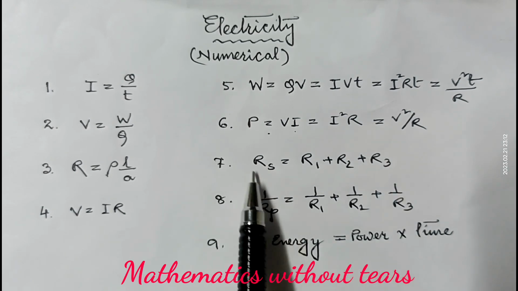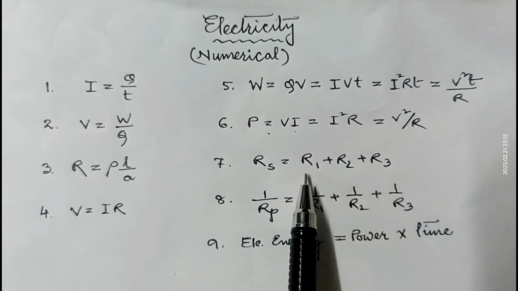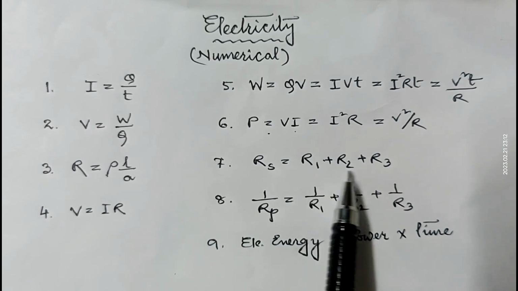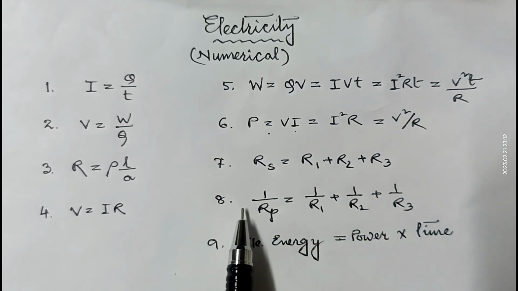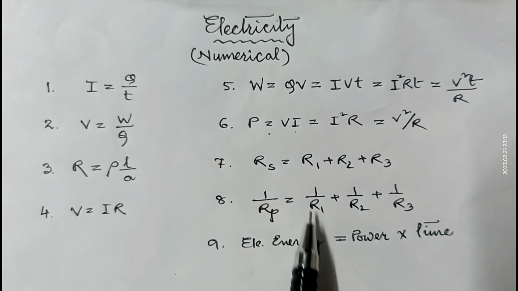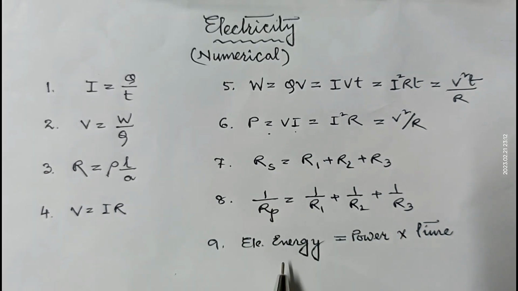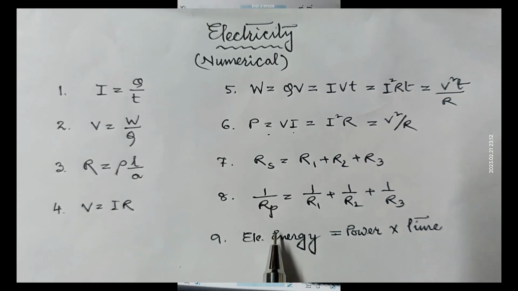The seventh one is resistances in series. When resistances are in series, the equivalent resistance is the sum of all the resistances, that is R1 plus R2 plus R3. In case of parallel resistances, suppose the overall resistance is Rp, then 1 by Rp will be 1 by R1 plus 1 by R2 plus 1 by R3. And the last formula that is required is electrical energy equals power into time. With this knowledge, now we can start the sums of electricity.